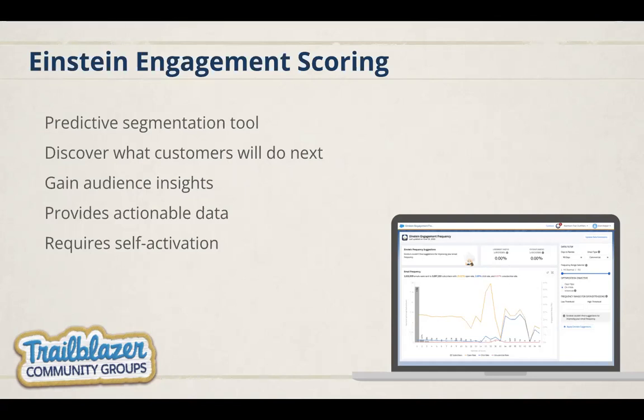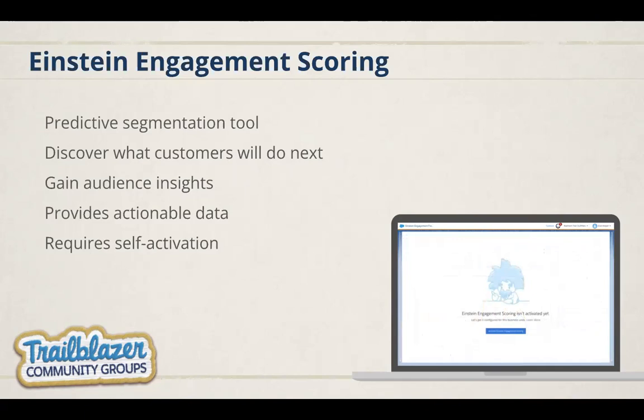And similar to Einstein engagement frequency, this feature isn't enabled by default. You see this button here. You need to activate it in each business unit by opening the application and clicking on the Activate Einstein Engagement Scoring button.